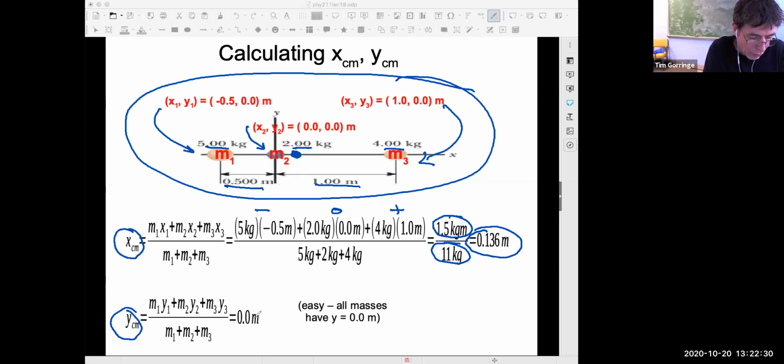Also, interestingly, there wasn't much of a calculation to do for the Y coordinate of the center of mass. Each of the individual masses were at Y equals 0. Therefore, the center of mass must also be at Y equals 0. And so here's the Y coordinate of the center of mass. That's exactly this point here. Okay, so I hope that helps.